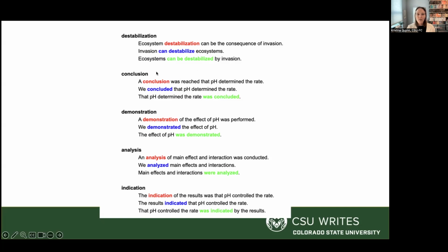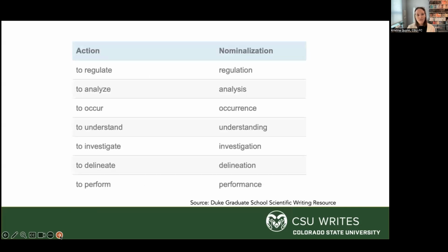And it can be thinking about, ecosystem destabilization can be the consequence of invasion. Here we have two nominalizations, but ecosystems can be destabilized by invasion. Or if you were to flip it around, you could say invasion destabilizes ecosystems. That's an even additional revision for that. Basically what you take again is a verb, which is an action, and you add an ending to it that turns it into a noun.